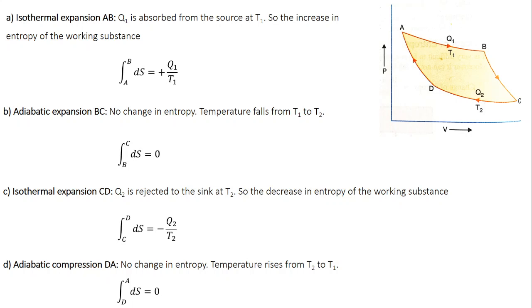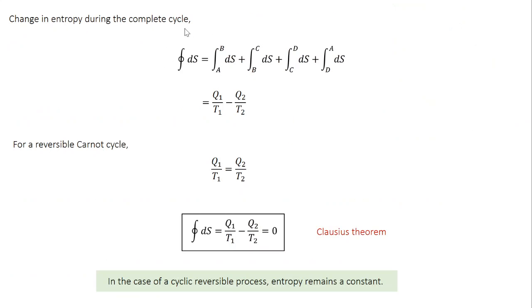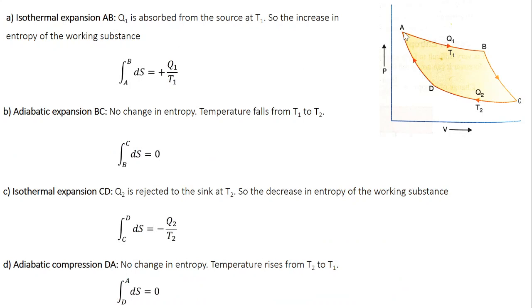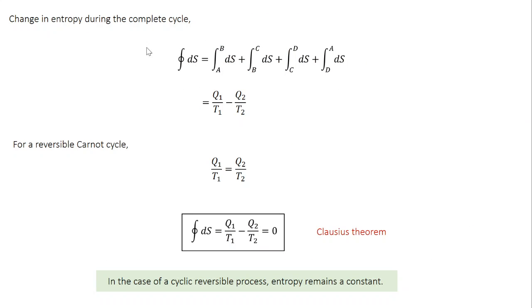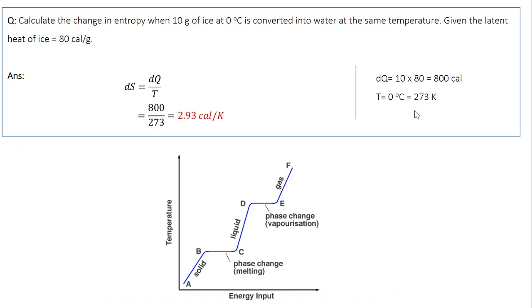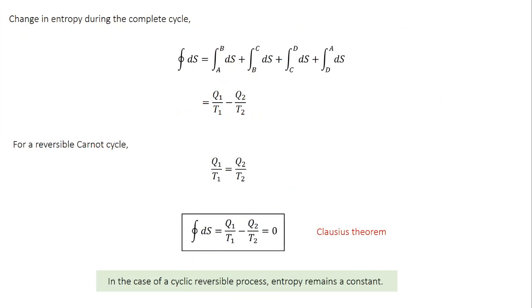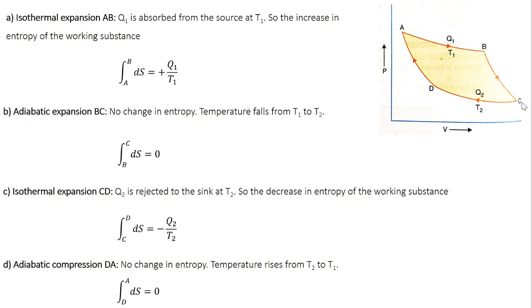Now, what is the total entropy change? The total entropy change is going to be the closed integral of dS. A closed integral means you are taking the integral over a closed loop. Here A, B, C, D, A is a closed loop, right? That's what is mathematically represented here. The closed integral of dS is going to be the integral over AB plus the integral over BC plus the integral over CD plus the integral over DA.